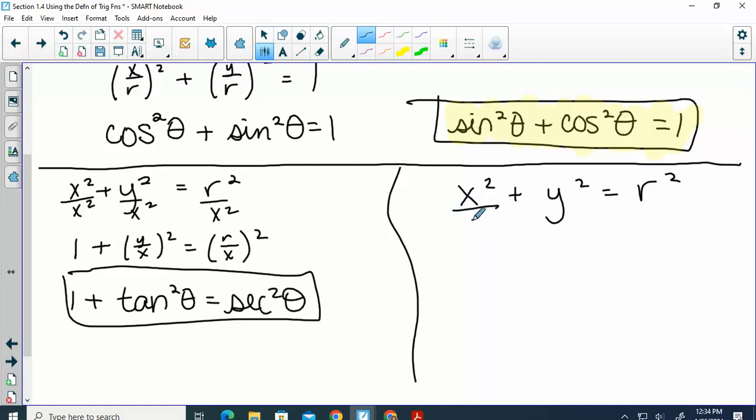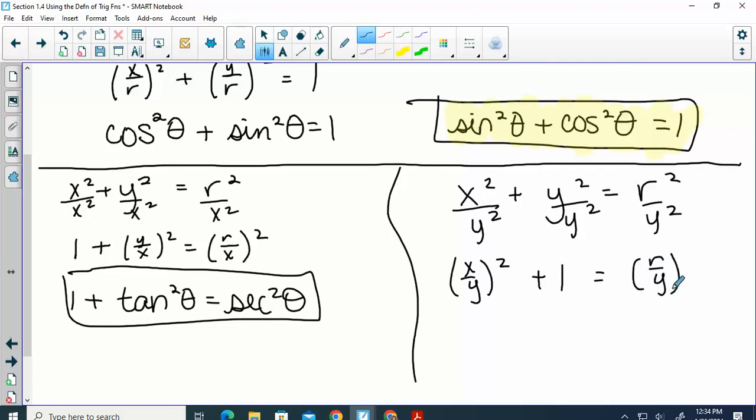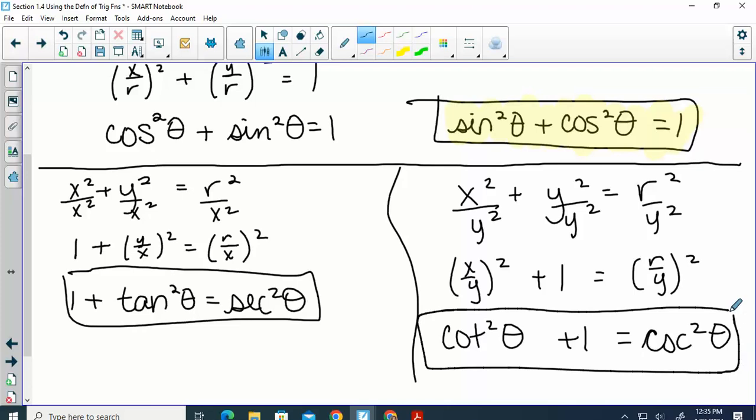The final one, if we divided everything by y squared, so we have x over y squared plus 1 equals r over y squared. What is x over y? Cotangent. What is r over y? Cosecant. So these are the 3 Pythagorean identities.